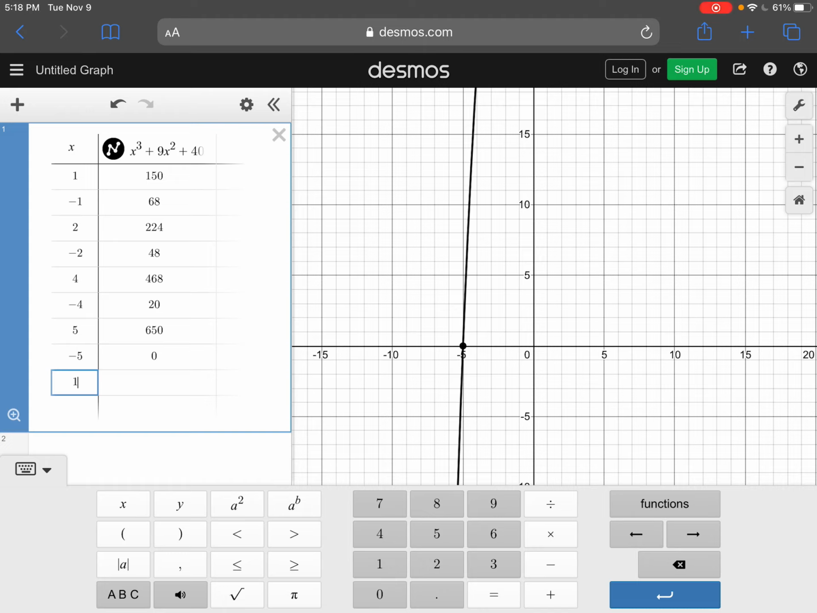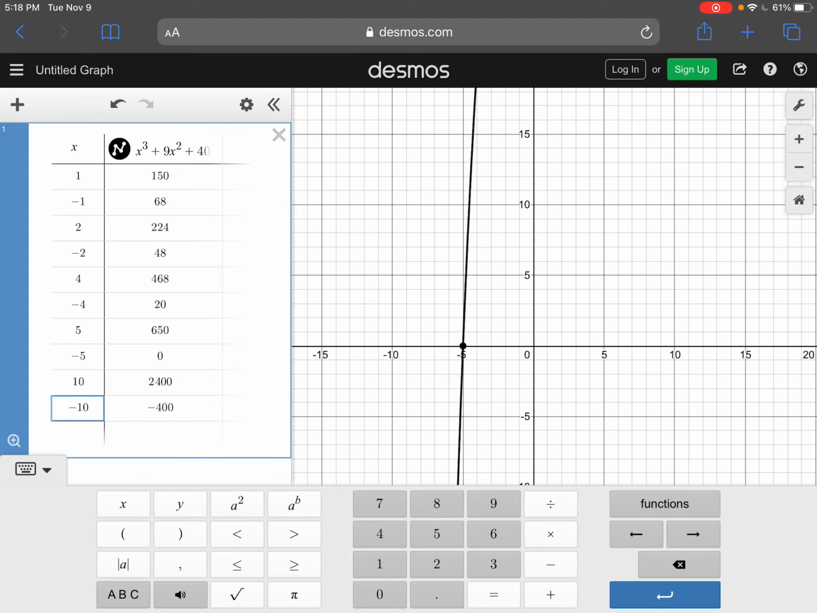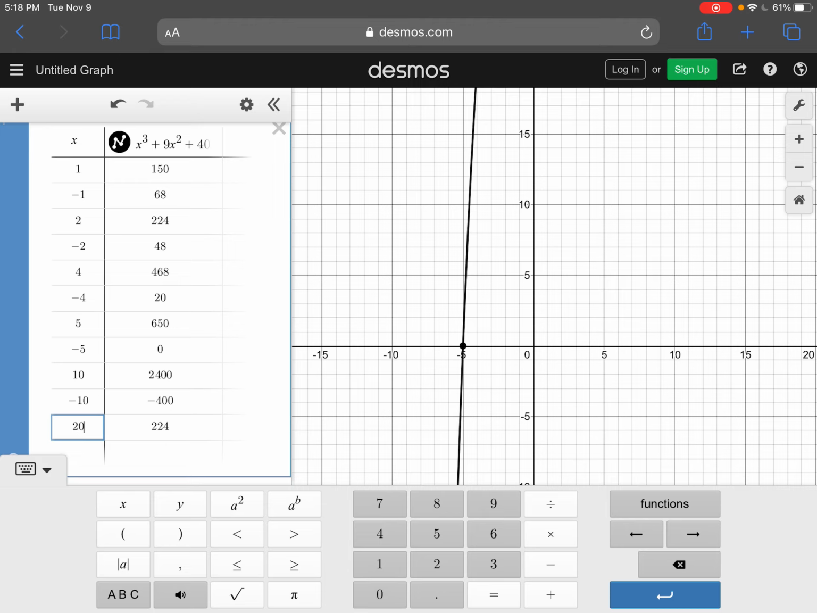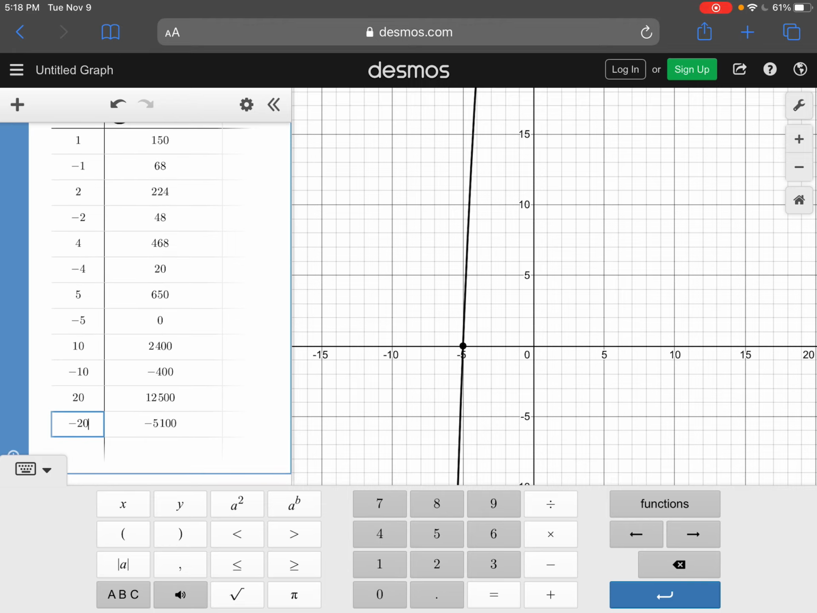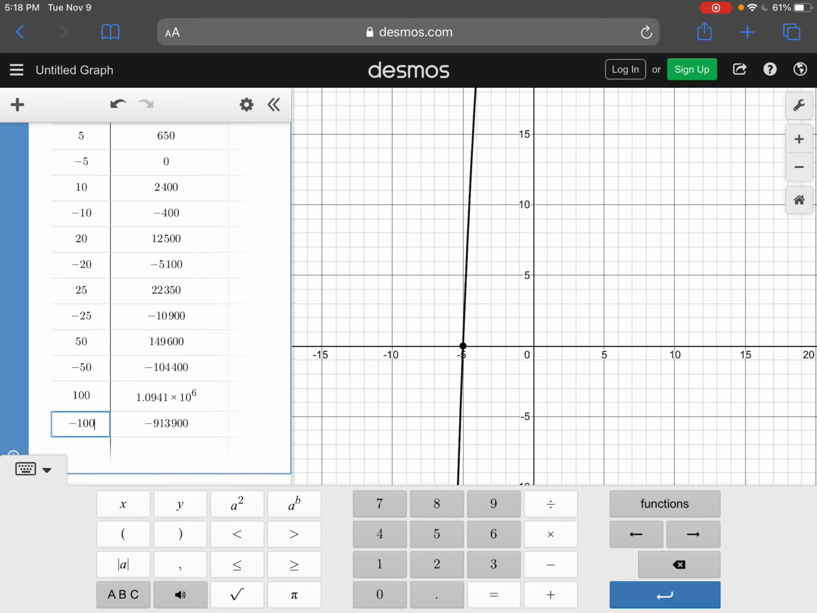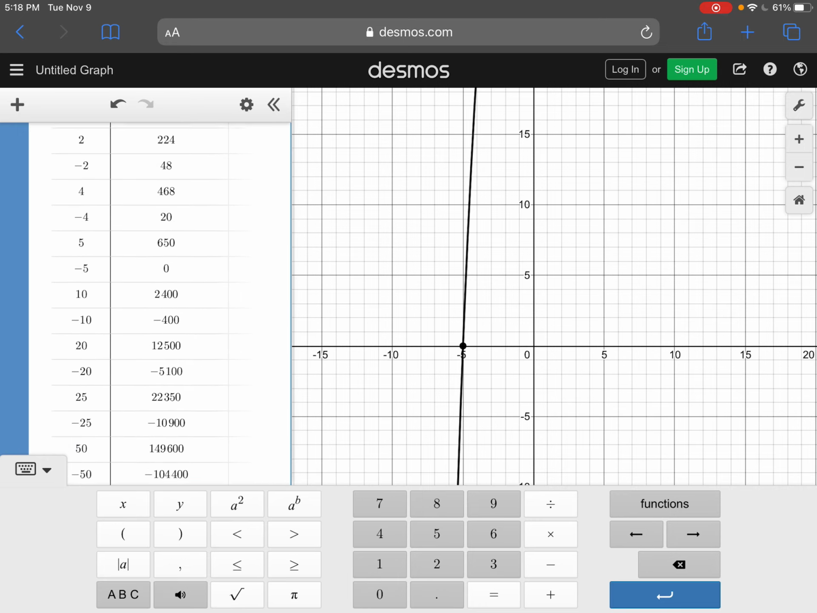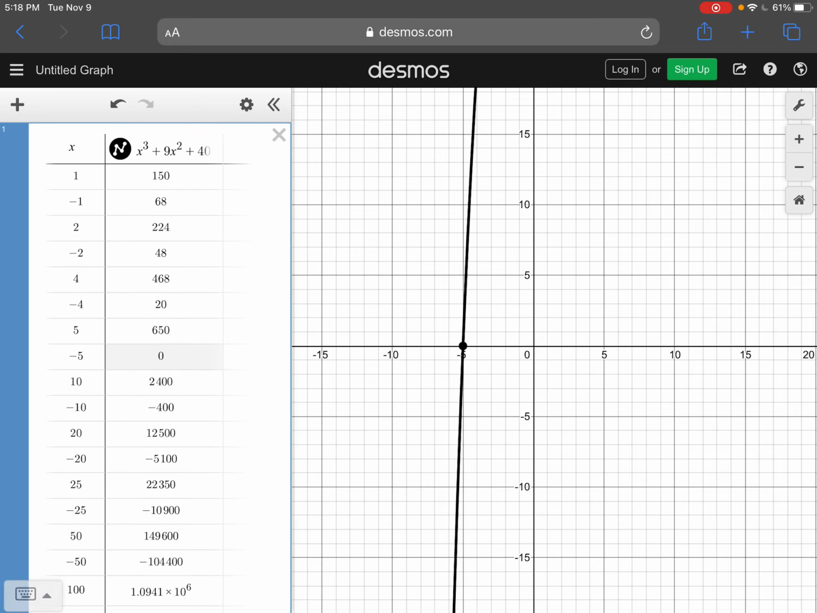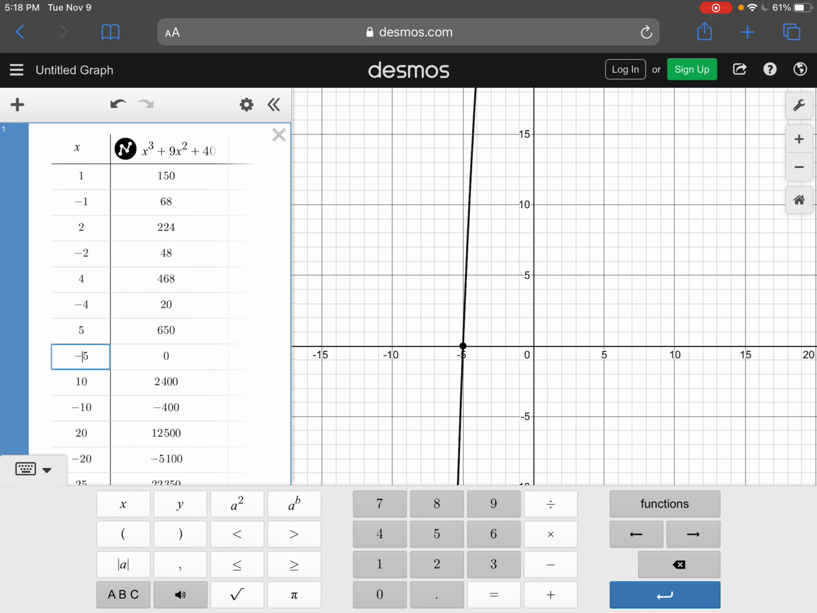10 and -10. 20 and -20. 25 and -25. 50 and -50. 100 and -100. So out of all of our possible rational zeros, only -5 is an actual zero.